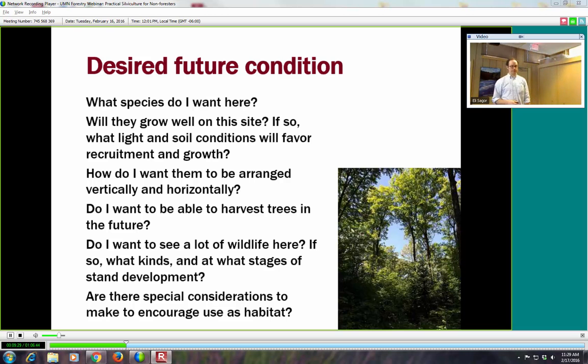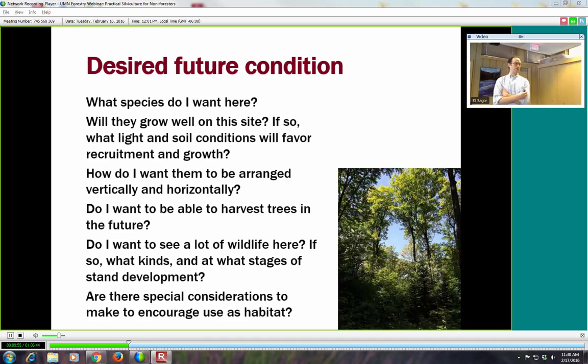This desired future condition is sometimes the first spot where things get interesting when we're thinking about silviculture prescriptions, because as I said before, we're managing human values. We're using our knowledge of ecology and a few ecosystem management tools and techniques to get from here to there, but we have to decide where there is. And sometimes there are competing views on the answers to these questions.